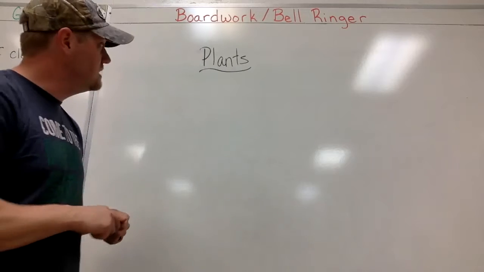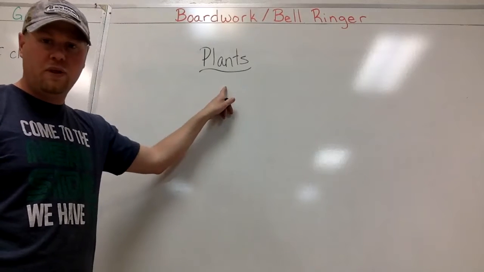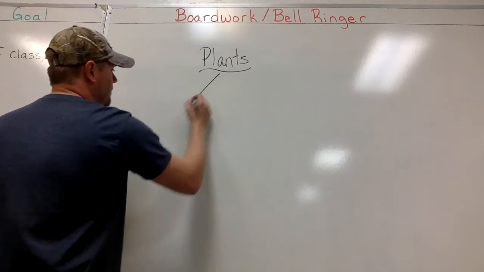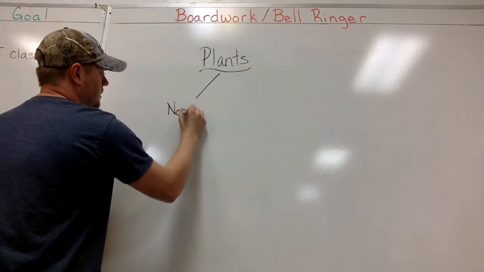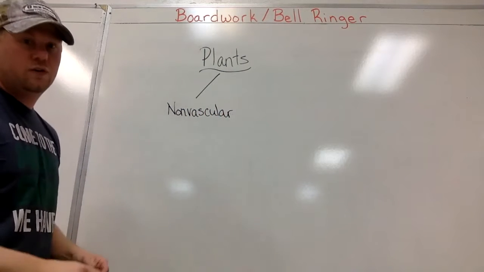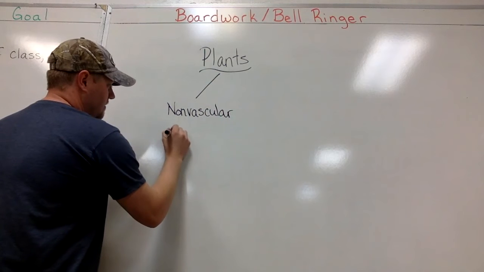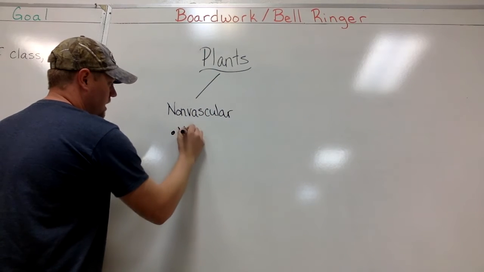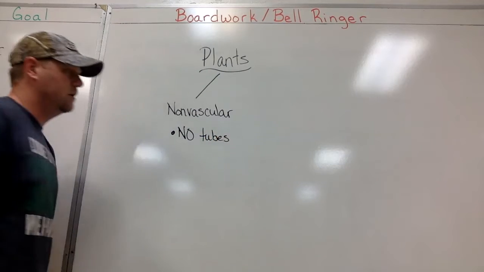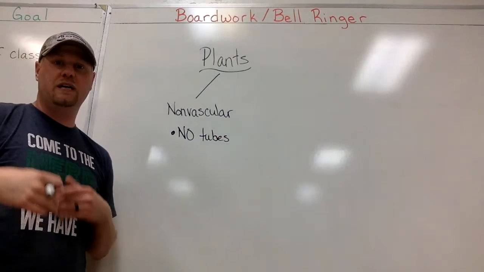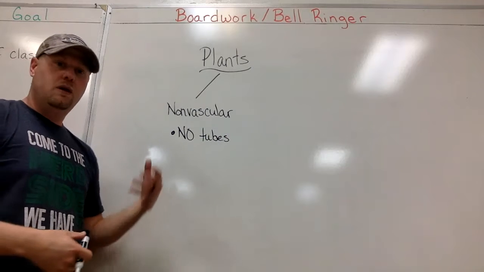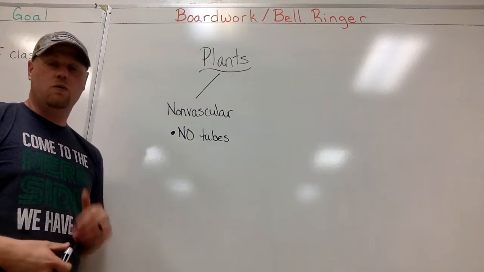Okay, so let's start out by understanding that plants are made up of mainly two different groups, or two different categories. The first group we have are the non-vascular. The easiest way to remember non-vascular is that non-vascular plants have no tubes. Plants have tubes because they help move things up and down the plant so that they can use them. This particular group of plants doesn't have those.